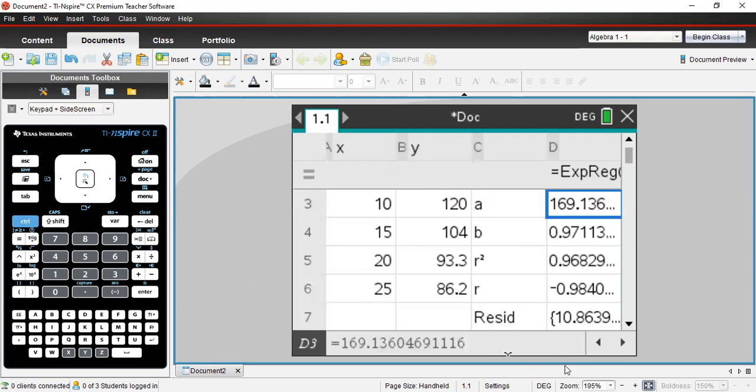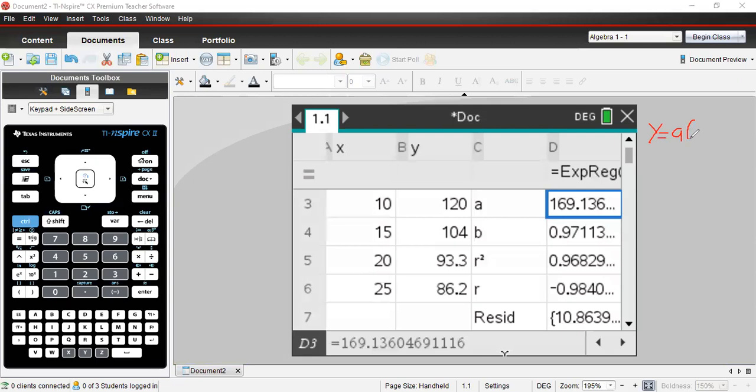Now, let me get my pencil. I left my iPad at school, so I've got to use this. Here is what your equation should look like. It should be y equals a, and then parentheses, b raised to the x power. Here is the a, here is the b. We have to round them to the thousandths place, so we're going to need 3 digits. So it's 136, and this one is 971.